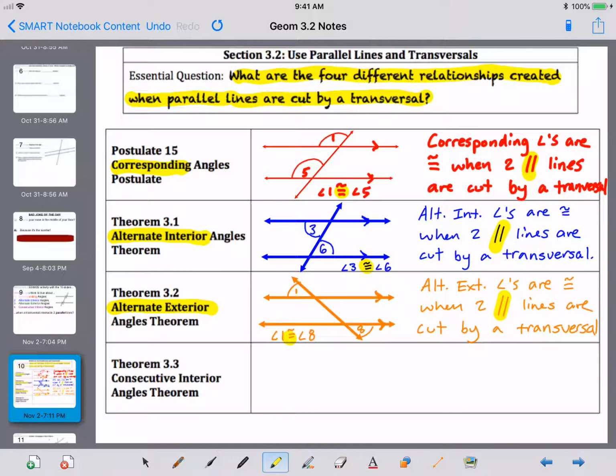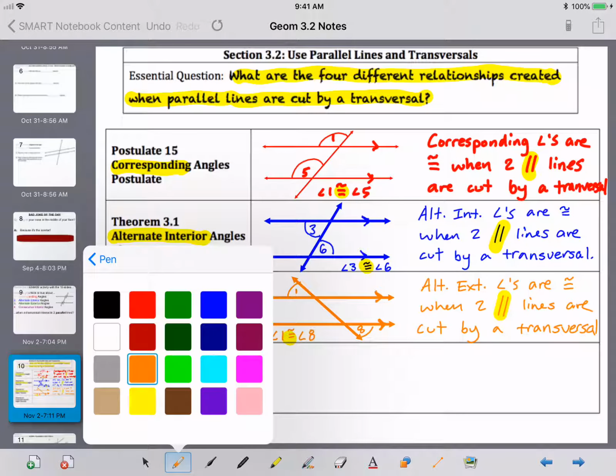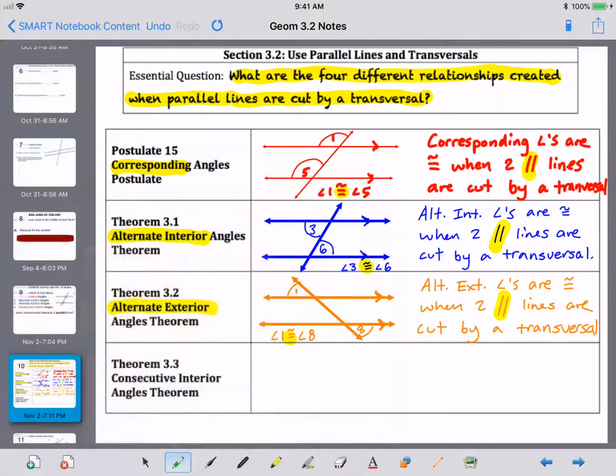Now the reason that I didn't mention the next theorem yet is because that one is a little bit different. So we're still going to start with two lines cut by a transversal. And now we're going to be looking at the consecutive interior angles. So for example, angle 4 and angle 6. So we can see that these two are definitely not congruent because if you look here, angle 4 is obtuse and angle 6 is acute. So they're not congruent, but they are supplementary.